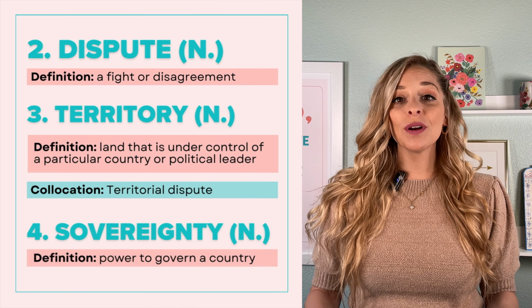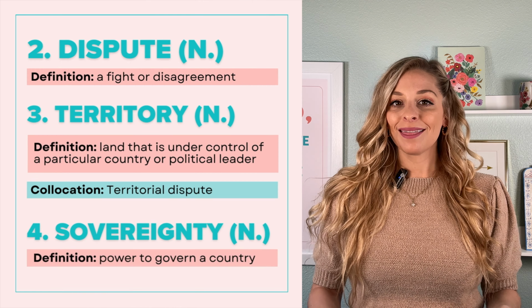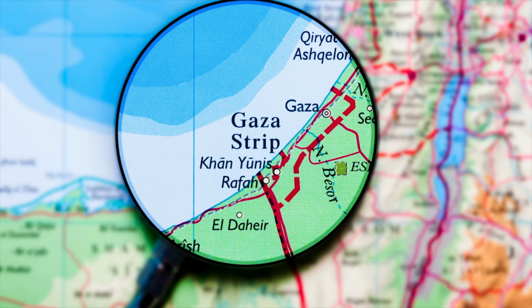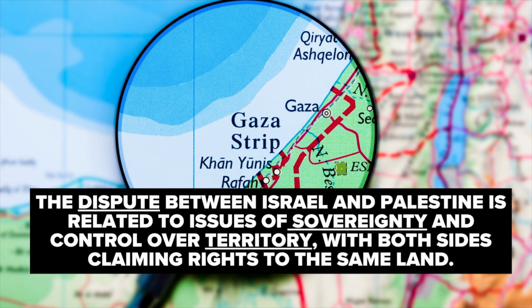And word number 4 is sovereignty. This means the power to govern a country. So in a sentence we can say, the dispute between Israel and Palestine is related to issues of sovereignty and control over territory, with both sides claiming rights to the same land.